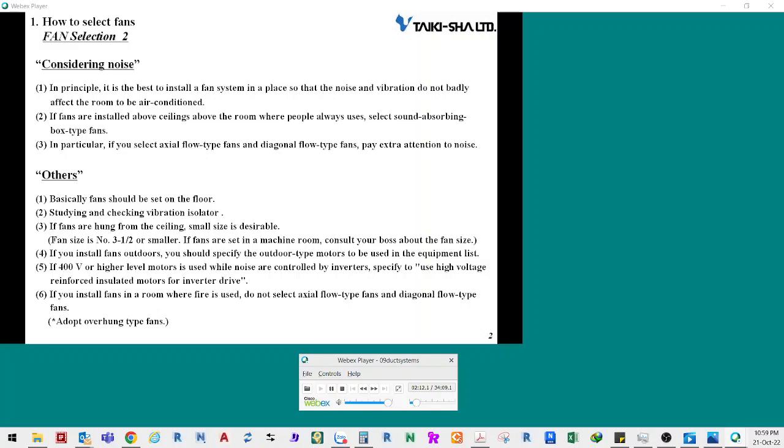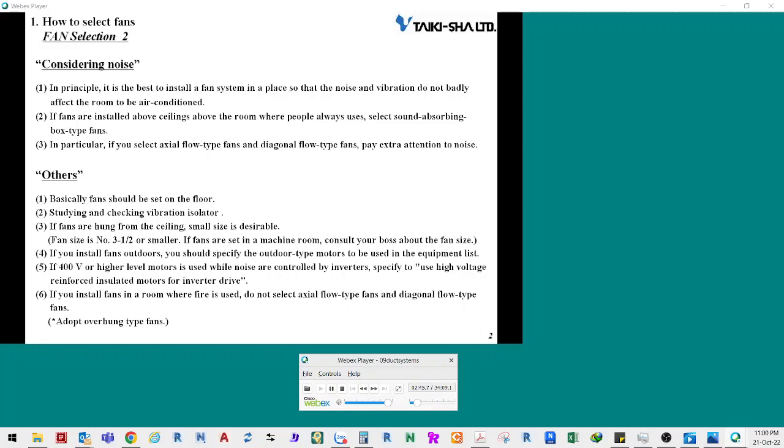When you select fans, you have to consider the noise. Referring to a previous slide, I said that if axial flow type or diagonal flow type fans are selected for an office, you must pay attention to the sound. For fans, you must consider the noise. In advance, confirm the permissible noise level in the room where the air should be conditioned. Also confirm the noise generated by fans.